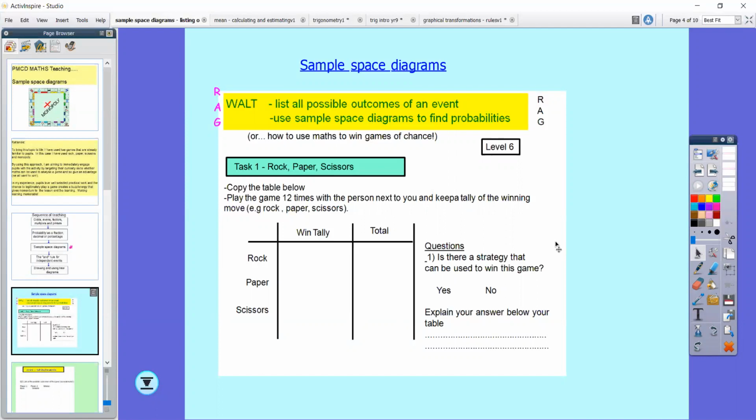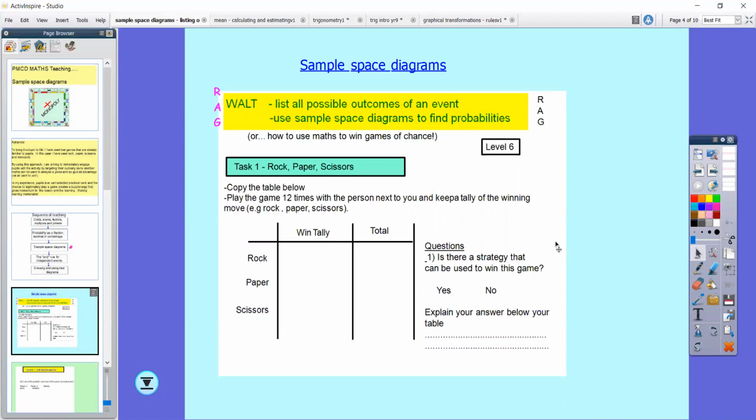And we can make a little tally at the start of the lesson. I've done that on the board before. How many people think rock, paper, or scissors? How many think there's no strategy? And then the idea is we're going to look into this and analyze it and see mathematically what the truth is here. So I get them to play 12 times and keep a tally of the winning move, rock, paper, scissors. And they answer that question after that so that they can start seeing.